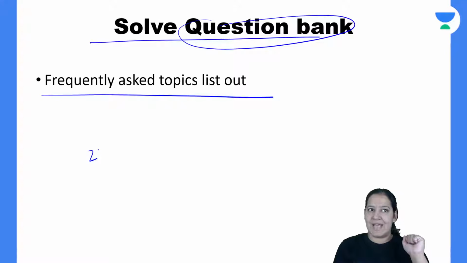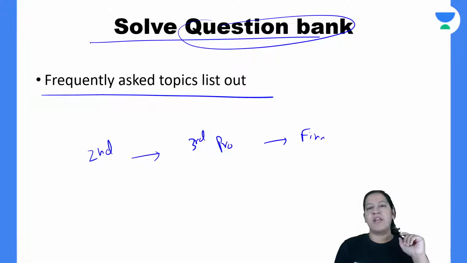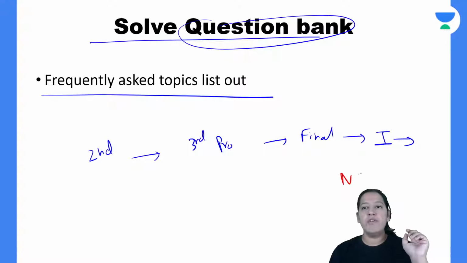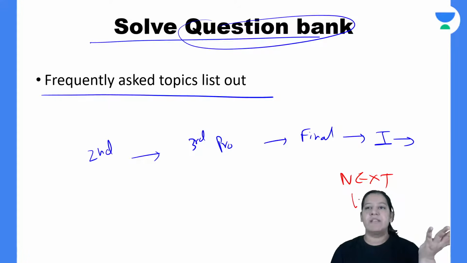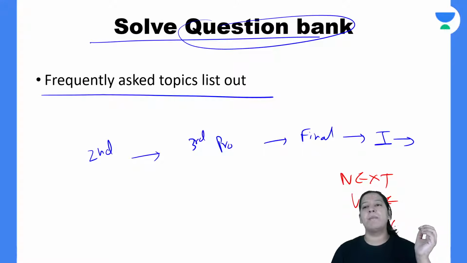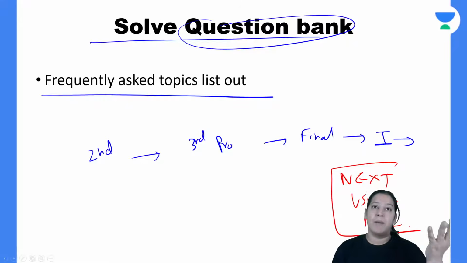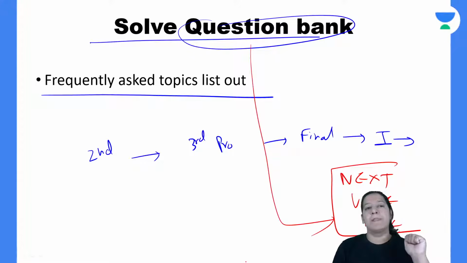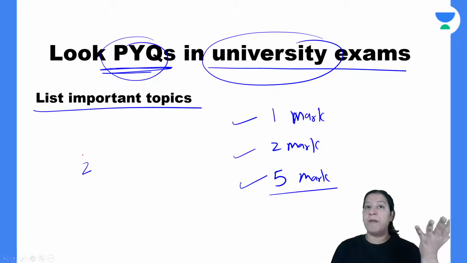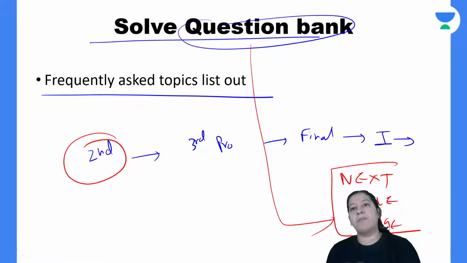Now, after passing second prof, you will go to third prof. After third prof, you will go to final prof, third prof part 2. After that, you will enter your internship. After that, you have to give your competitive exam, whether it is NEXT, USMLE, or FMG. Whatever exam you are targeting, you have to give that exam. In that exam, these MCQs will come. So simultaneously, while preparing for the university exam, you have to prepare for that also.